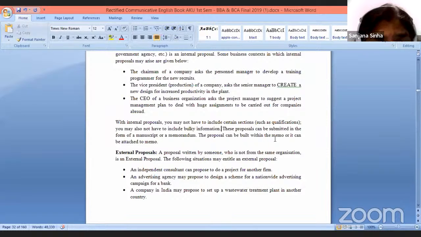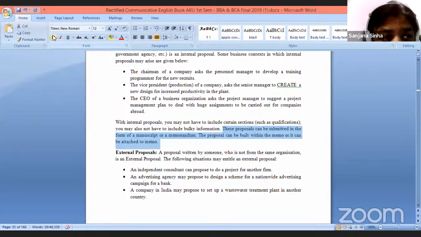So these proposals can be submitted in the form of a manuscript or a memorandum. This is something very important. The internal proposals can be submitted in the form of a memorandum or a manuscript. The proposal can be built within the memo or it can be attached to a memo. Something which is of importance I'm highlighting.